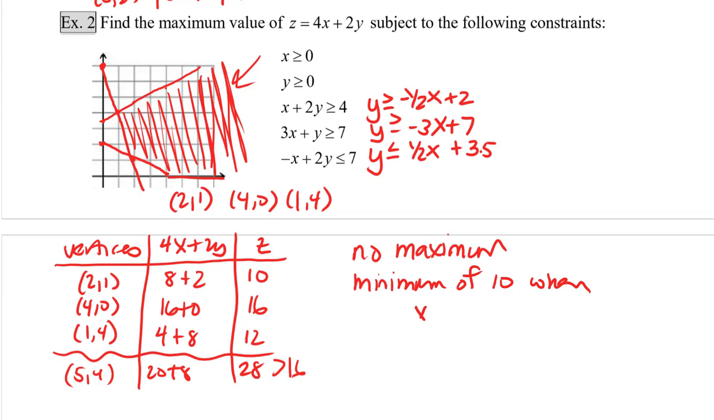(0, 0), (600, 0), (1050, 150), and (800, 100). Since this is a bounded region, we should be able to find our maximum profit at one of these vertices. So we'll set up our table. So we can see that we have a maximum profit of $2,000.